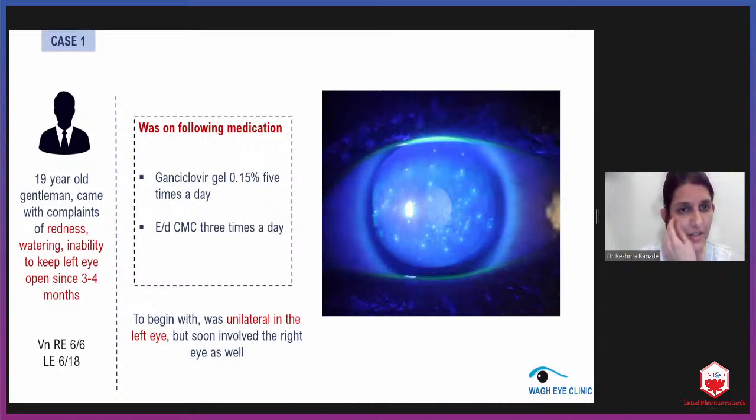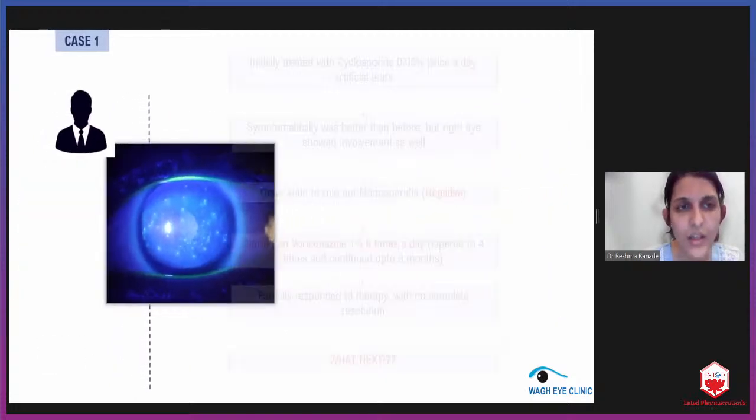And when he presented to us, he was on the following medication. He was on ganciclovir gel, applying about 5 times a day, and carboxymethyl cellulose drops about 3 times a day. Now, this was what the clinical picture looked like. And to begin with, it was unilateral in the left eye, but it soon involved the right eye as well.